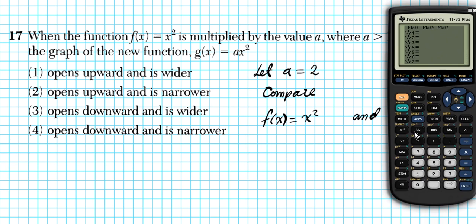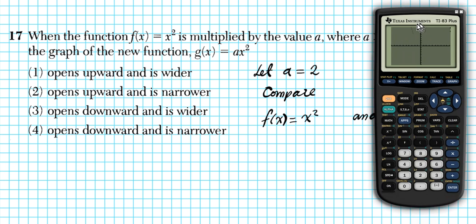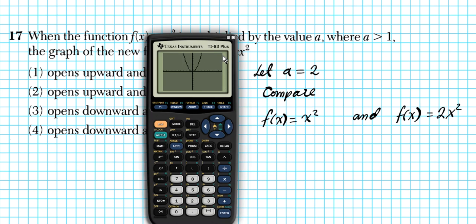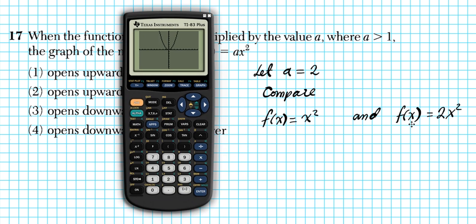The first one is x squared, the original. Let's graph that. I want to center it, zoom 6. Have it centered for us. Now I'm going to graph y equals 2x squared and see how it compares with what I just have. 2x raised to the second power, enter, and graph. So this is the original.